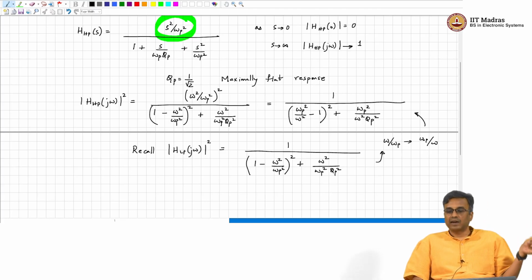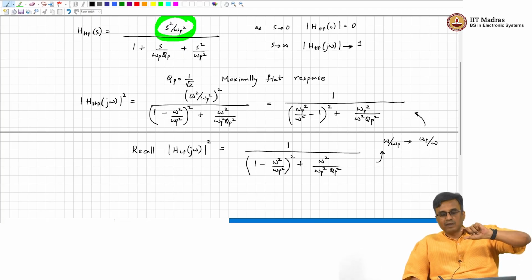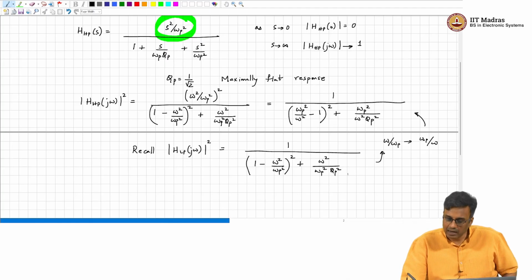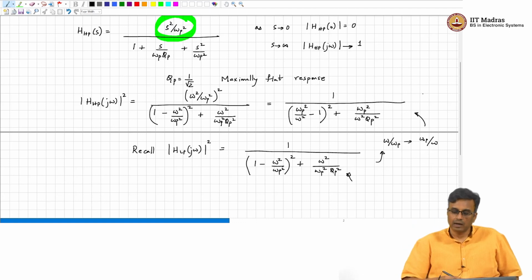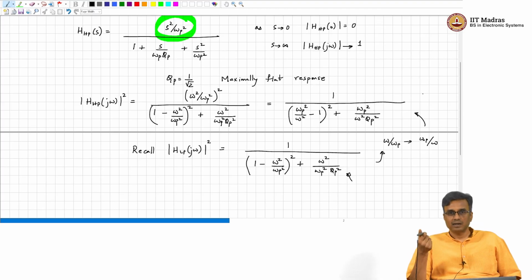So, whatever happens at DC in the low pass, at DC omega by omega p is 0, omega p by omega is infinity. So, whatever will happen here at DC will happen there at infinite frequency. Okay. And whatever happens at omega by omega p equal to 1 in the low pass will happen at omega equal to omega p in the high pass, right.